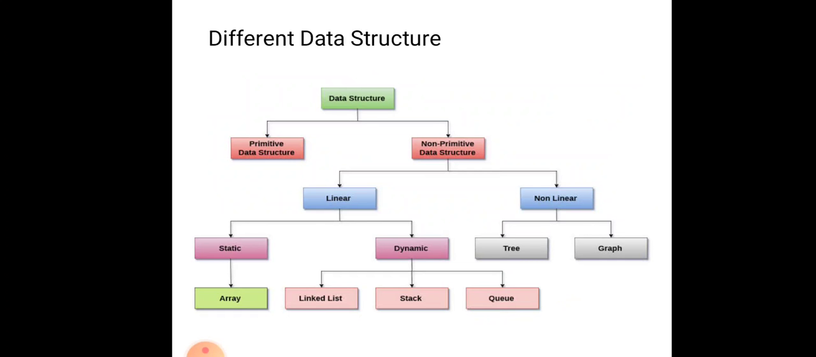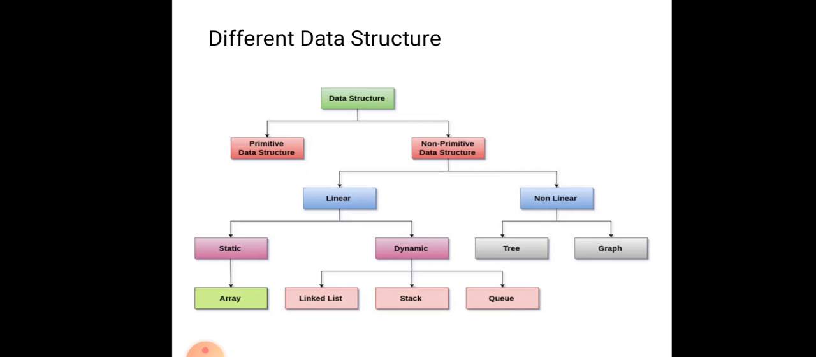The different types of data structures we use are primitive data structures and non-primitive data structures. Non-primitive data structures are again divided into two types, linear and non-linear. Linear are further divided into static and dynamic. In static we have an array, and in dynamic we have linked list, stack and queue. Non-linear are further divided into tree and graph, and primitive data structures are integer, float, etc.